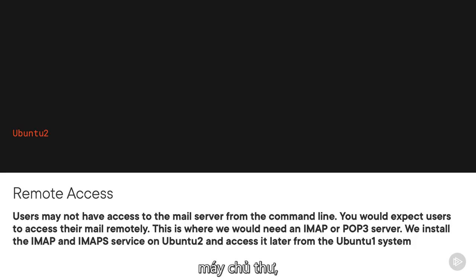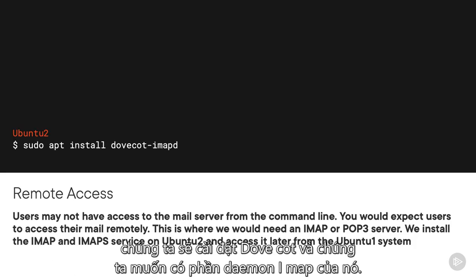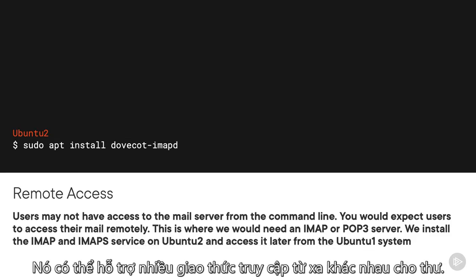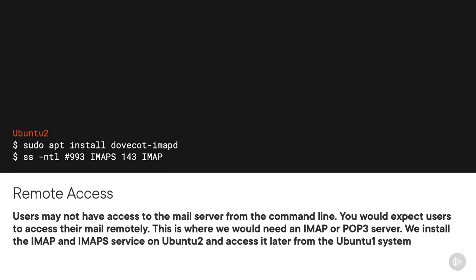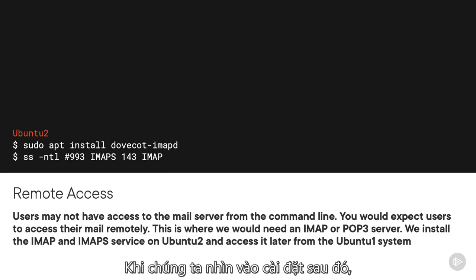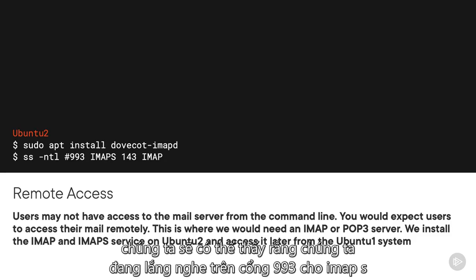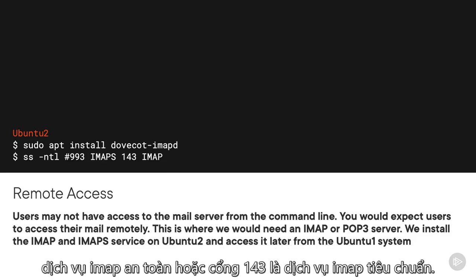On Ubuntu 2, the mail server, we're going to install Dovecot. And we want the IMAP daemon side of it. It can support many different remote access protocols for mail. When we look at the installation afterwards, we're going to be able to see that we're listening on port 993 for IMAP-S, the secure IMAP service, or port 143, our standard IMAP service.